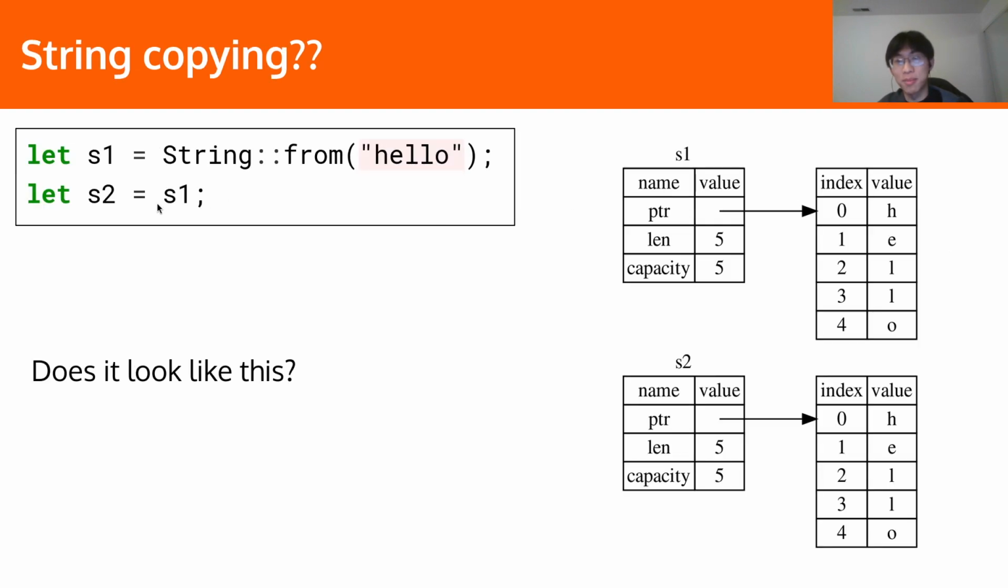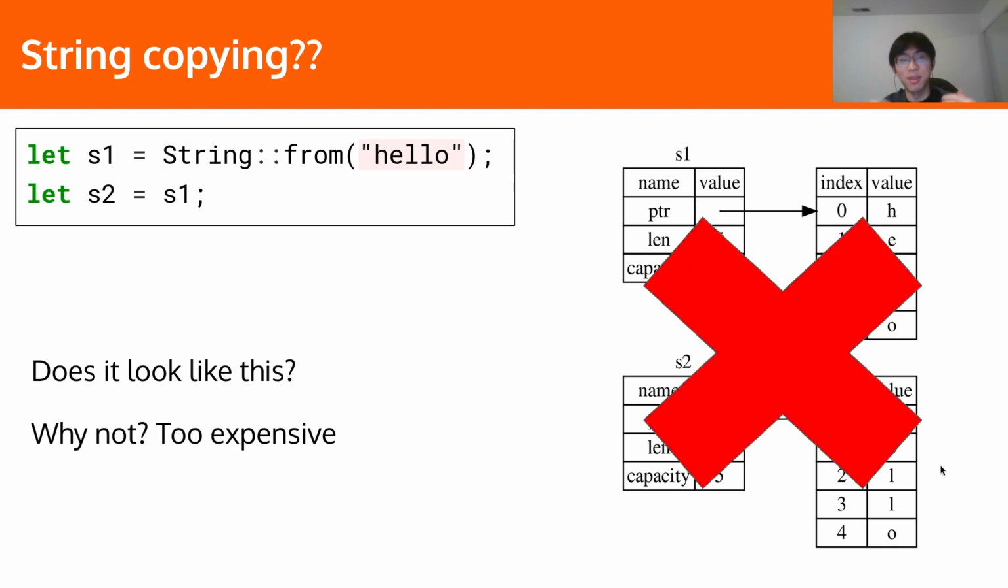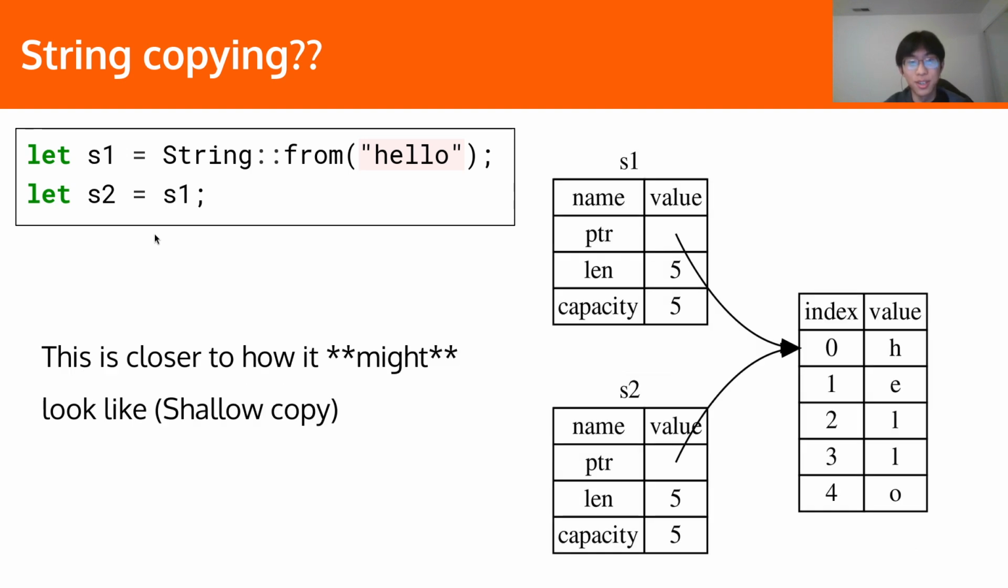Now, let's consider what happens when we assign S2 equals S1. Does it look like this, where we've essentially created a deep copy of everything? S1 is pointing to its own copy of stuff on the heap, and S2 is also pointing to its own copy of stuff on the heap. Is this what's happening? Actually, no, because it's pretty expensive to do a deep copy every time we do some kind of assignment like this. So what might happen in other languages is that when we have something on the heap and we do this assignment, we secretly just have both of them point to the same item on the heap.